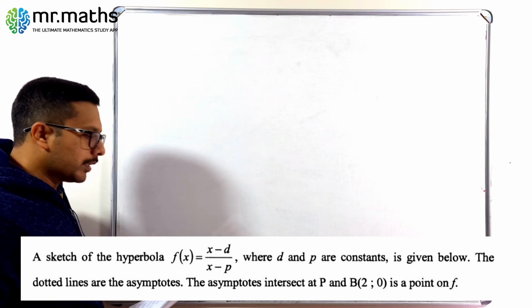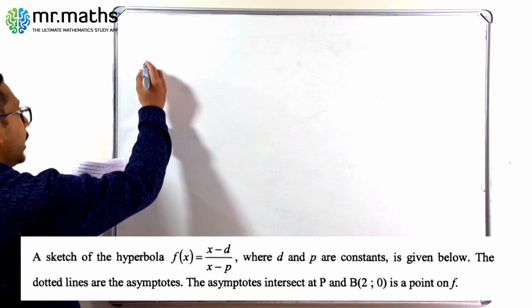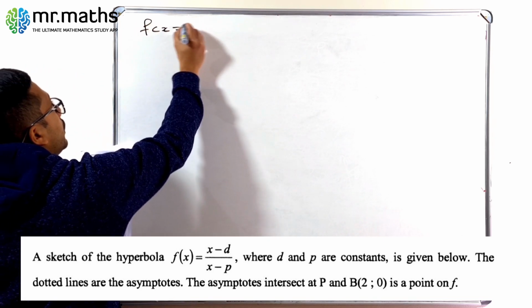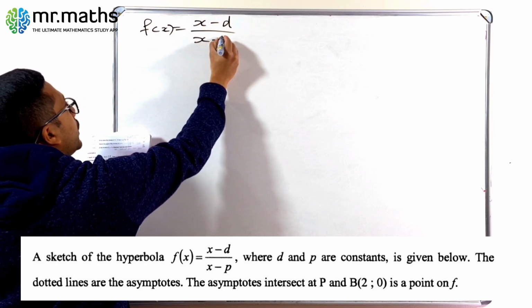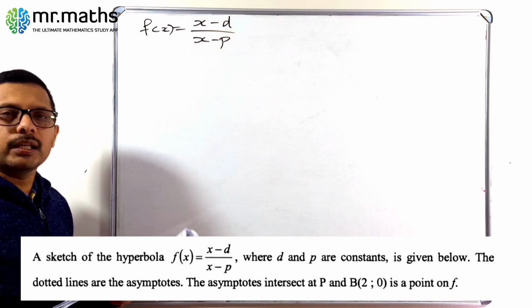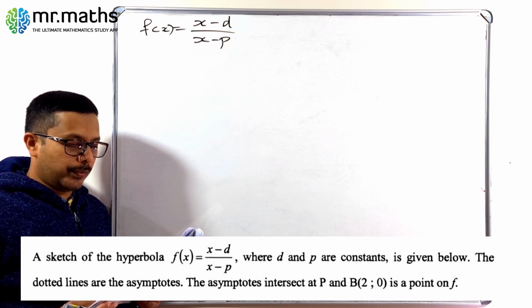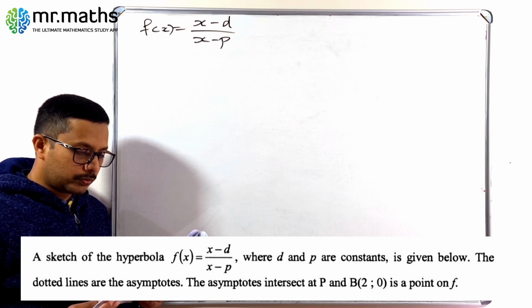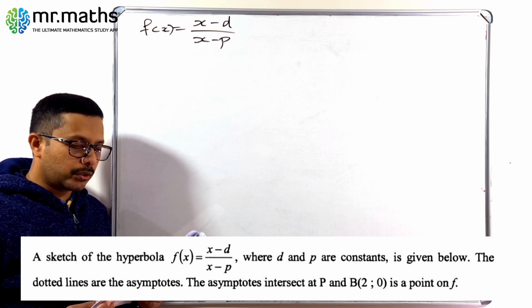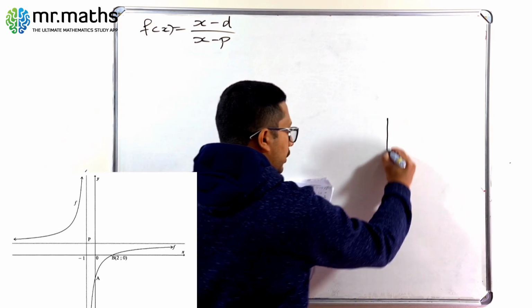Question number 6. A sketch of the hyperbola f of x is equal to x minus d divided by x minus p, where d and p are constants, is given below. The dotted lines are the asymptotes. The asymptotes intersect at a point with x-value p, and (2, 0) is a point on f.